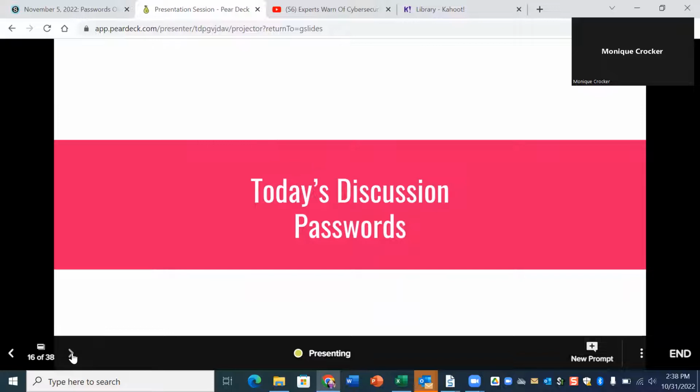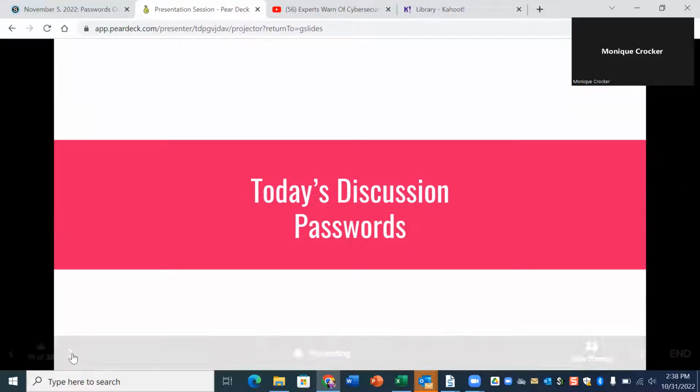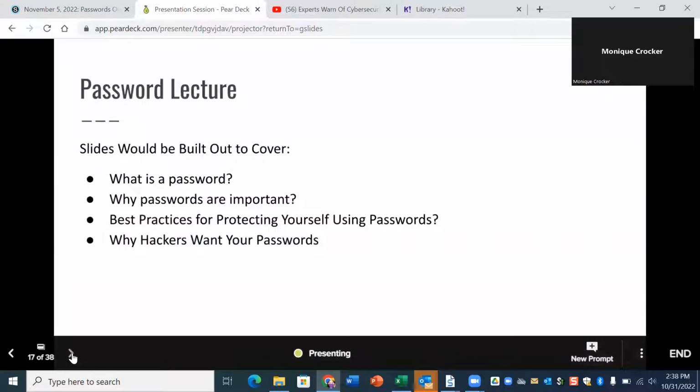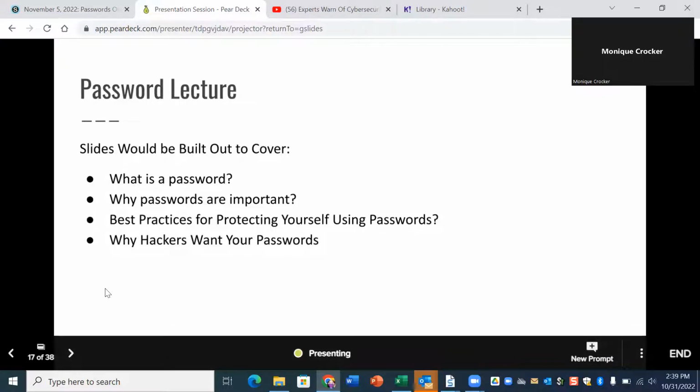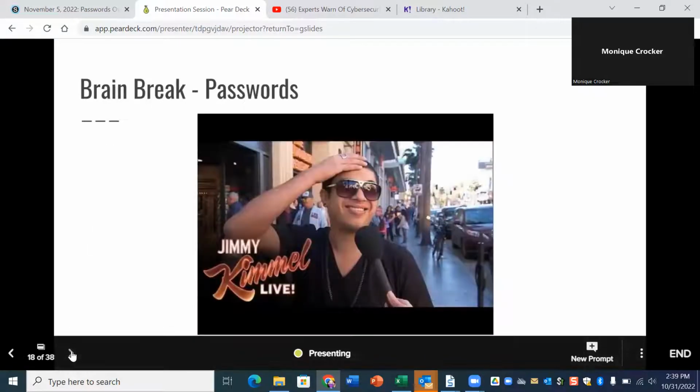Today I would transition to today's discussion. We're going to have it on passwords. I didn't build these slides out, but I would say the password lecture would include what a password is, why passwords are important, best practices for protecting yourself using passwords, and why hackers want your password. So we would have some quick slides that went over these topics, and during those slides we'd engage the students with some questions.